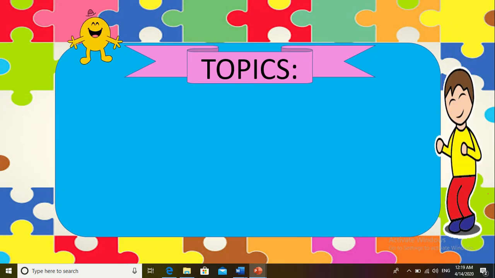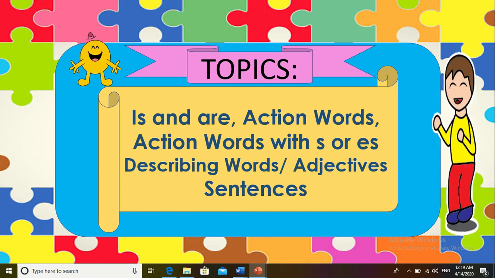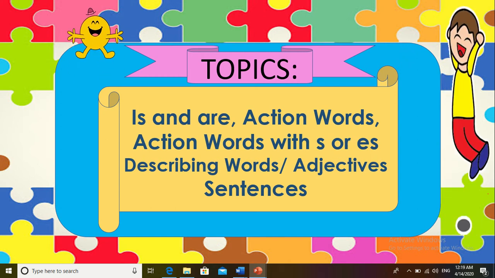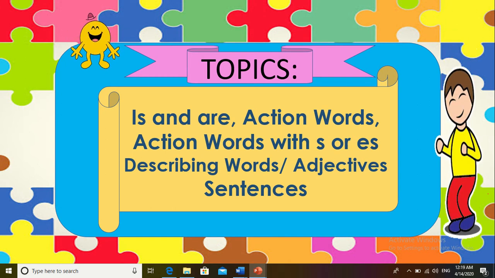These include the topics that we have studied previously like is and are, action words with S or ES, describing words or adjectives, and sentences. Do you still remember those topics, KGs? Great!